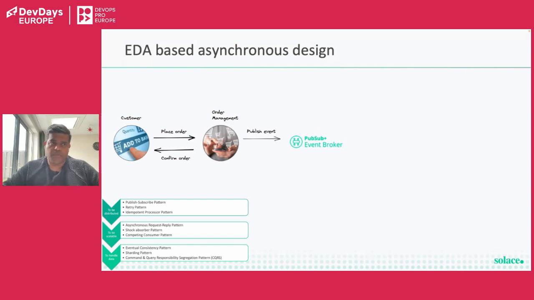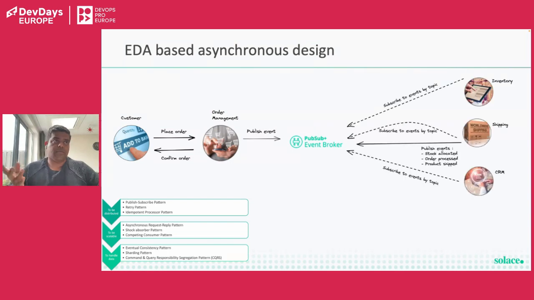The event that was published has multiple consumers, right? So you have an inventory consumer, a shipping consumer, and a CRM consumer. All of these consumers are subscribed to your topic, to your events. And the nice thing is they can publish updates of their own. For example, the shipping service can say, I have allocated a stock, I'm going to publish that stock message. I have ordered a process, I have to publish that event. I have a product shipped, I'm going to publish that event.